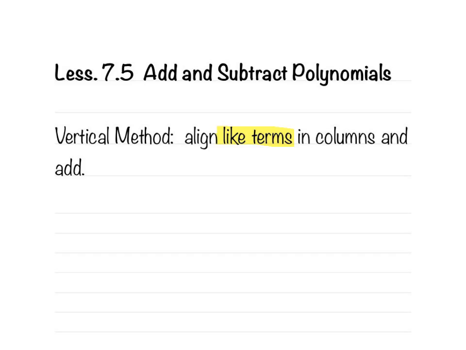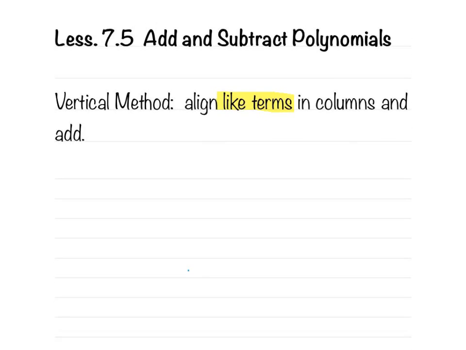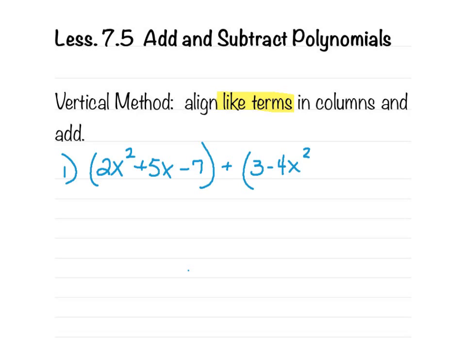The problems in your textbook will be presented horizontally, and then we will write them vertically in order to add or subtract. So let's start with adding. Number 1. I have 2x squared plus 5x minus 7 plus 3 minus 4x squared plus 6x.